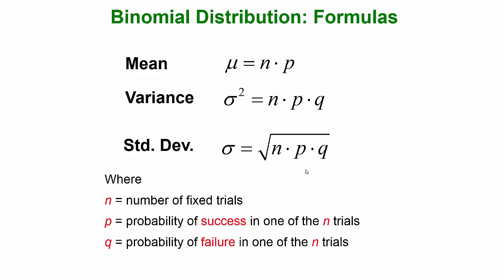The mean is mu equals n times p, where n is the number of fixed trials and p is the probability of a success in one of the n trials. Variance is equal to the square of the standard deviation, sigma, and the standard deviation, sigma, is equal to the square root of n times p times q.